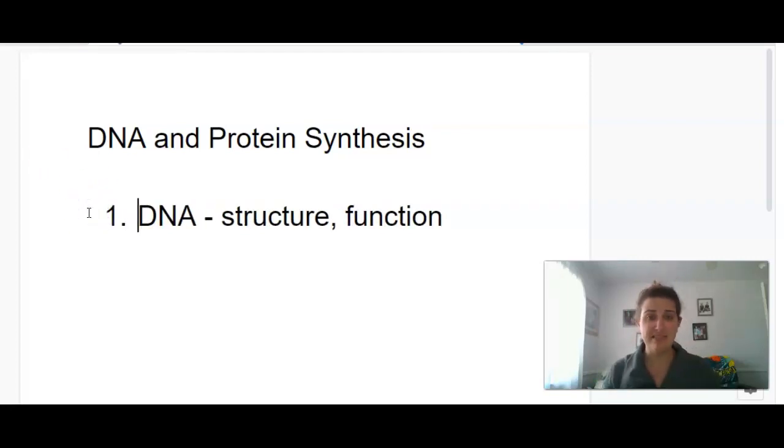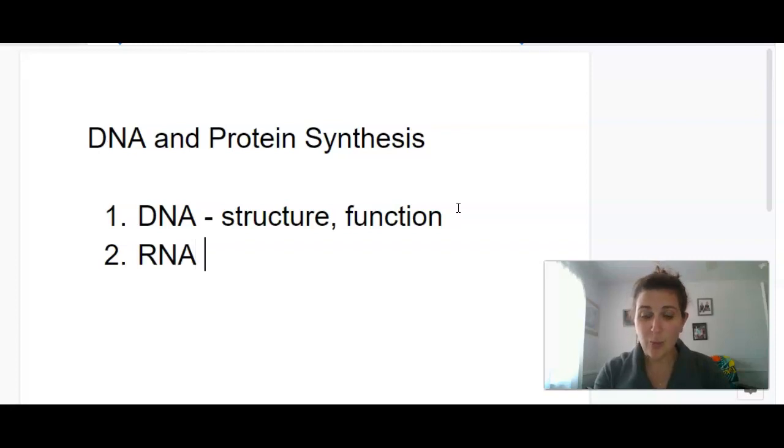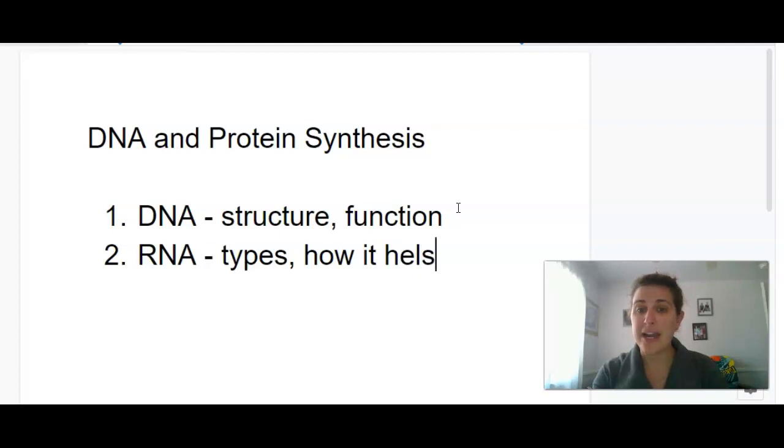And we're going to spend a day with the structure of DNA and its job. And that's it. When we finish that, that day is over. Pat yourselves on the back. You did a great job. Then the next day, the next time we meet, we're going to talk about RNA, what the types of it are, and how it helps DNA. So they work together. Same thing. Pat on the back. Great job.